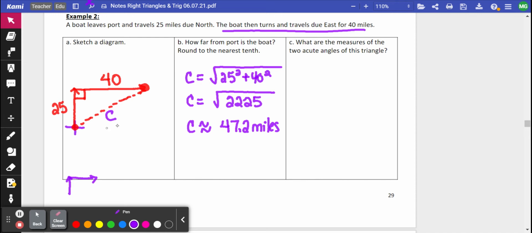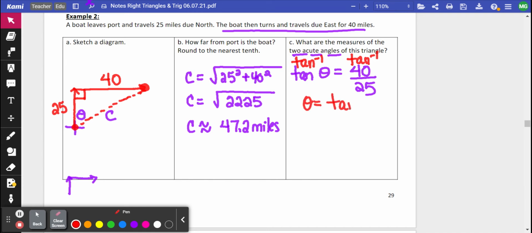Okay, second question for the same diagram is, what are the measures of the two acute angles? To be honest, it doesn't really matter which one we start with. What I know is that those two angles are complementary. So I'm just going to start here. And obviously we have opposite and adjacent. Again, I would not use the hypotenuse in case I made a mistake there. That's just my thing. So tangent of theta equals opposite over adjacent. And we all know to solve for this angle, we have to take the inverse tan of each side. And to be honest, by now, you might already be jumping to this step that I'm writing right now. And that's totally fine.